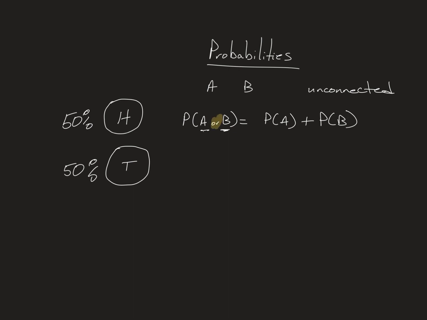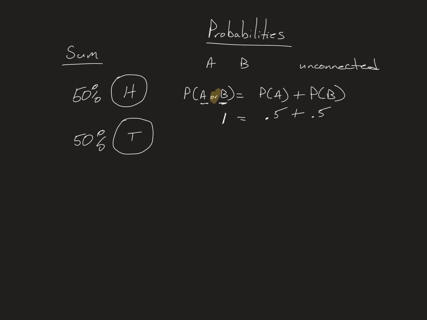How did I get that? I added up. 50%, the probability of getting A, plus 50%, the probability of getting B, equals 1. This is me changing percentages to decimals. So that's what's called the sum rule, because you're adding. That's when you have "or" involved.